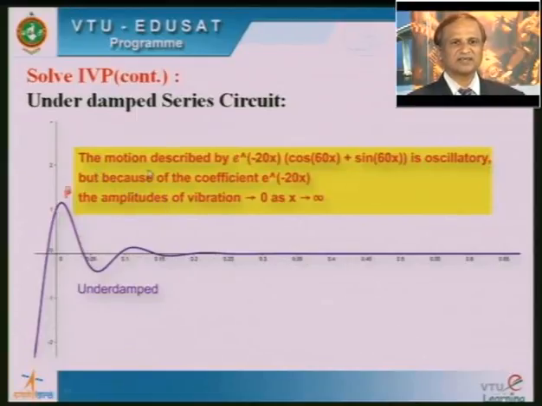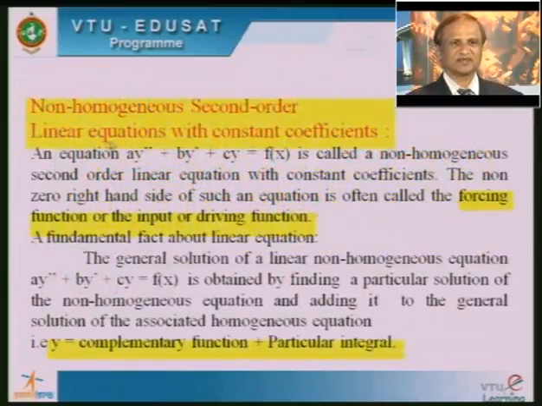Is it clear? The motion described by the solution of the given equation is oscillatory, but because of the coefficient of the exponential term, the amplitude of vibration tends to 0 as t tends to infinity. Is it clear? That is the meaning.